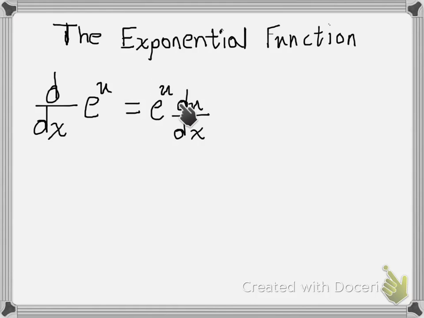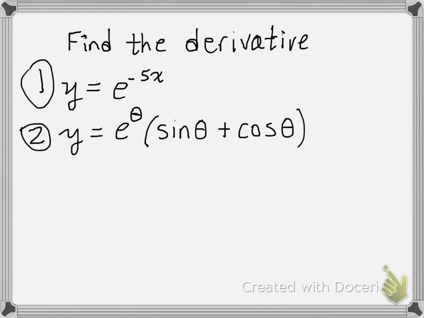But u can be anything, u could be any variable, and any coefficient of the variable as well, like 3x, 2x, 2t, whatever it may be. And then times the derivative of that power that the e is in. So let's go ahead and work out a problem or two.